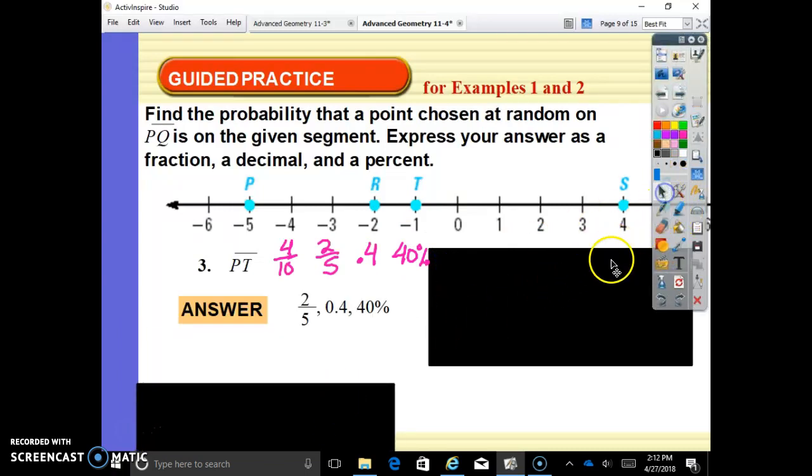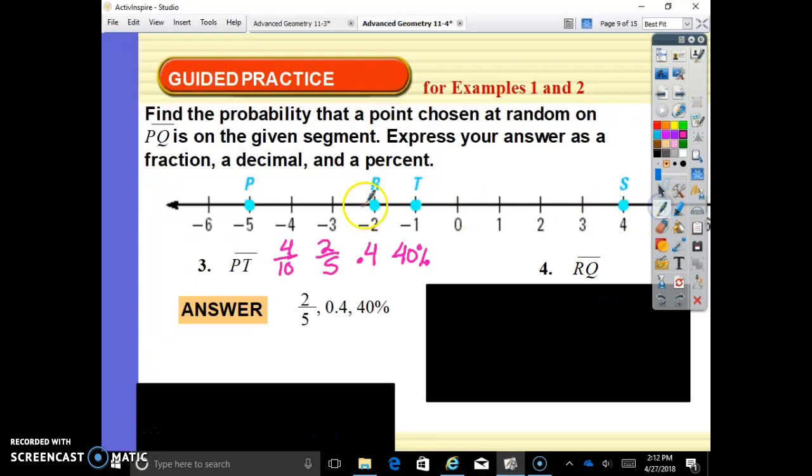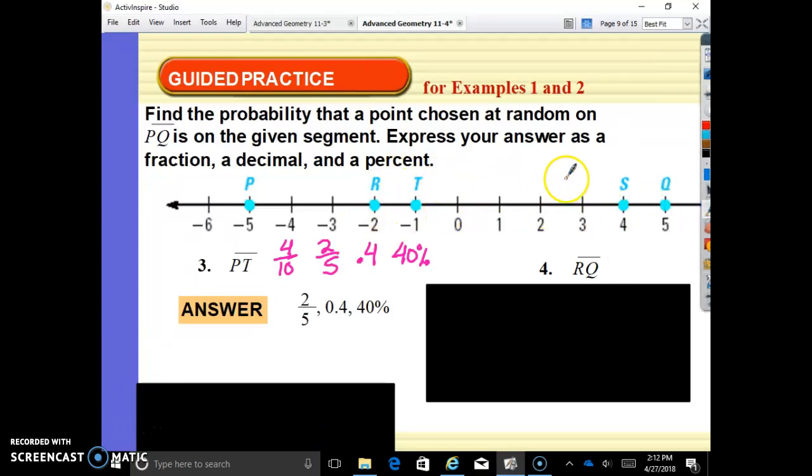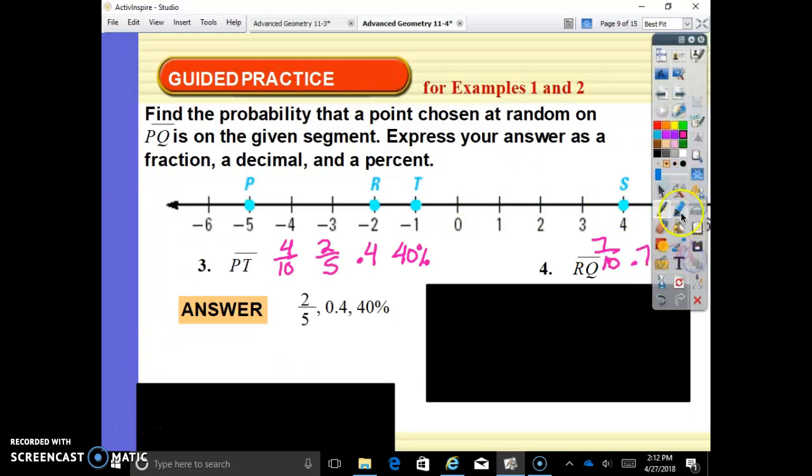And our next one, RQ. 1, 2, 3, 4, 5, 6, 7. 7 out of 10, 0.7, 70%.